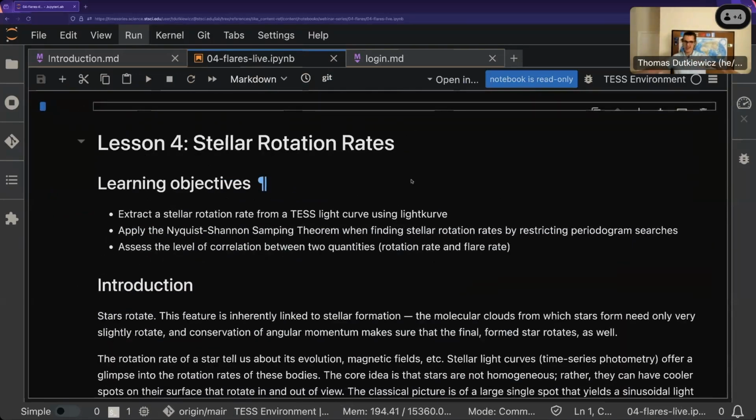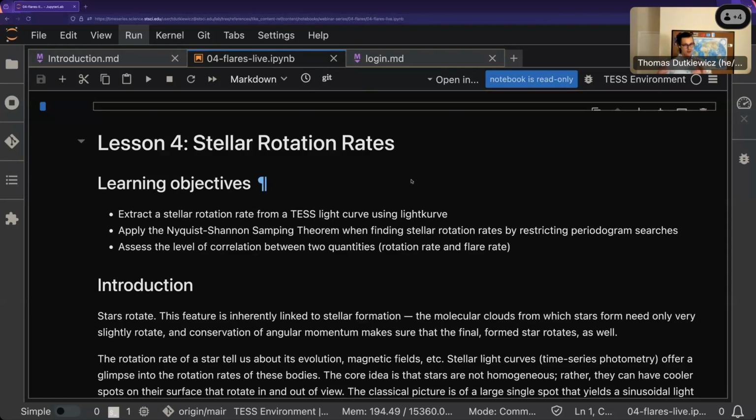Lesson 4, as you might have guessed from the flares name, is going to be talking about flares, but you'll notice I've titled it stellar rotation rates because we're actually going to be focusing on that core astrophysical property, and then we'll be building outwards from there to talk a little bit more about things like flares or other effects that this key property of rotation might have. But before we get into that, let's talk about the objectives of this lesson.